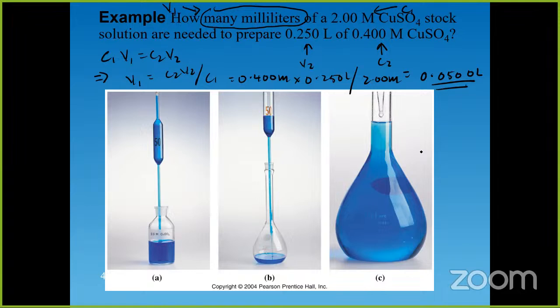Now, before I move on to the actual practical steps involved, let me say that whenever you're using this equation, it does not matter what the units of the concentrations or volumes are. However, whatever concentration units you use for C1, the concentration units for C2 must be the same. The same is true for the volume. The units for V1 must be the same as the units for V2. So the volume units could be milliliters, liters, gallons. It doesn't matter, as long as they're the same on both sides.